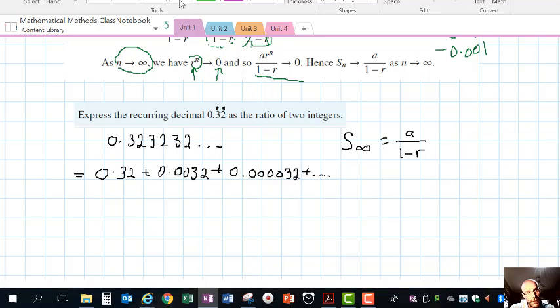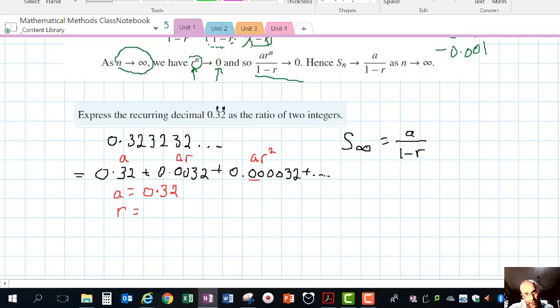Now if you look closely, we do have terms. We've got a, ar, ar squared, and so on. So a equals 0.32. What's r? So we're multiplying. See how we're getting another 2 placeholding zeros. Each succeeding term is 1/100th of the previous one, because the decimal has gone 2 places to the left there, and another 2 to the left there, and so that's 1/100th.